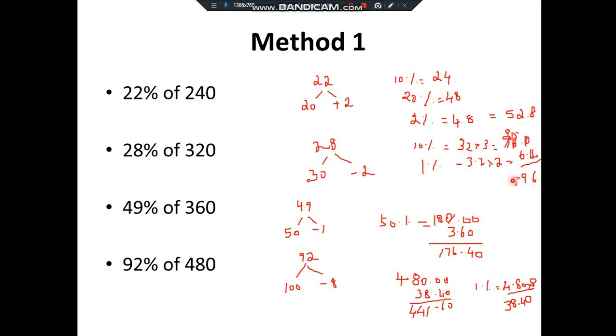Did you find it easy? Next, 49% of 360. 49 can be split as 50 minus 1. 50% means 360 divided by 2, which is 180. Then 1% is 3.60. Subtract both and you will get 176.40. Then 92% of 480: similarly, 90 plus 2 or 100 minus 8. Anyway, you can follow either.